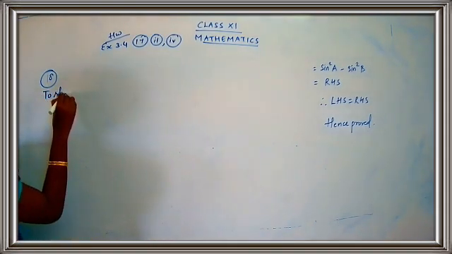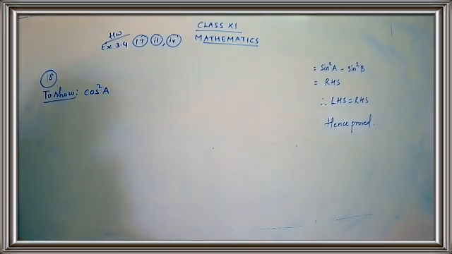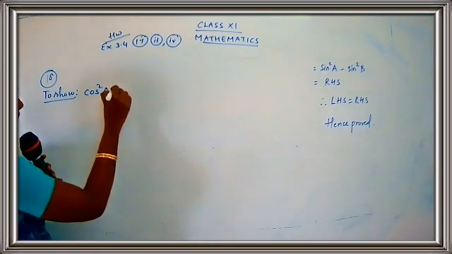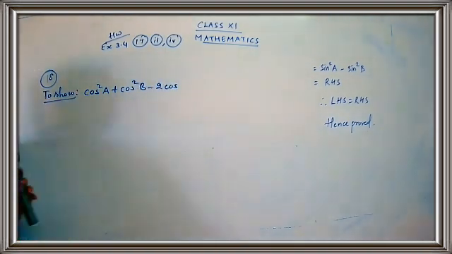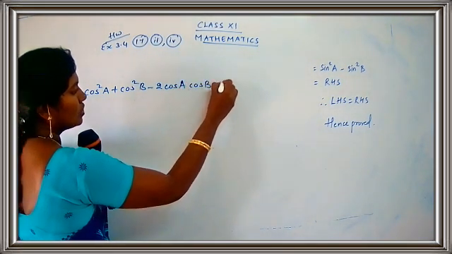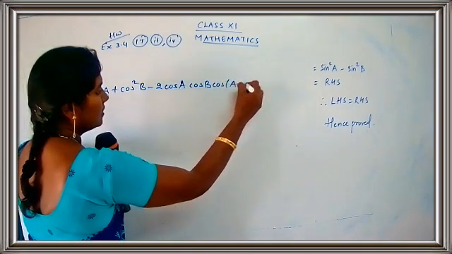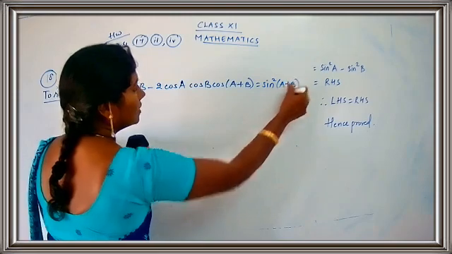To show cos square a plus cos square b minus 2 cos a cos b cos of a plus b is equal to sin square a plus b. This is what you have to show.